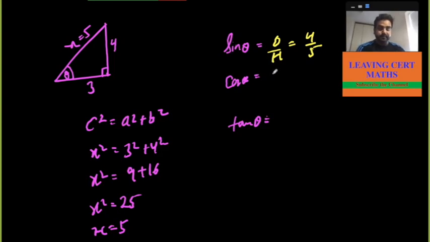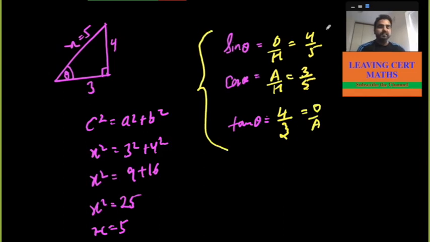Cos equals adjacent over h, which is 3 over 5. Yeah, go ahead. And the tan is opposite over adjacent, which is 4 over 3. Yeah, that's right. Okay, so you are good with this, right?